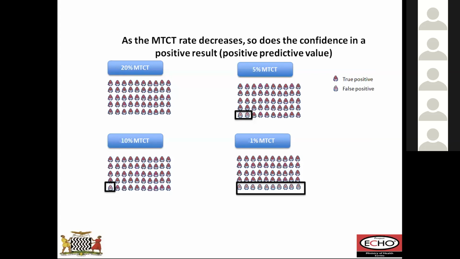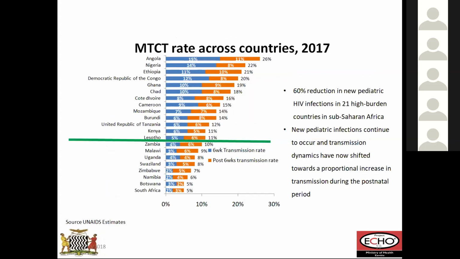When you get to a situation where you have 10% mother-to-child transmission, out of all those samples, you may have 1 false positive. If you have 5% transmission, you can actually have 2 false positives out of the 100 samples. And where you have very low transmission, 1%, you have quite a large number of false positives. So in our environment, I just want to stress that it's very, very important to send that second sample for confirmation of HIV infection, especially with the reducing mother-to-child transmission rate.